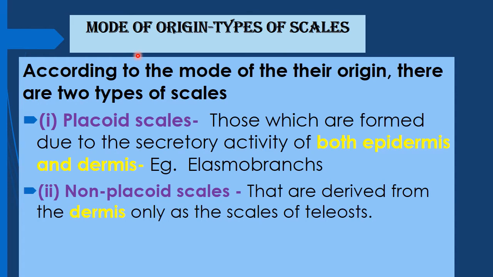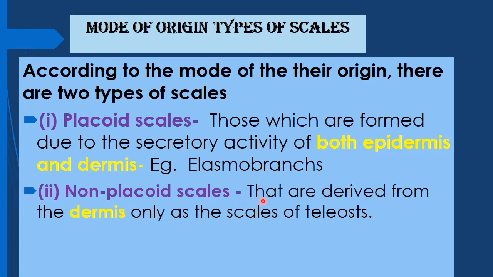So let us see the different types of scales based on origin. According to the mode of their origin, there are two types of scales: the placoid scales and the non-placoid scales. Placoid scales are formed due to the secretory activity of both epidermis and dermis. That means they originate by the secretory action of cells from the epidermis as well as the dermis. For example, the scales seen in elasmobranch fishes.